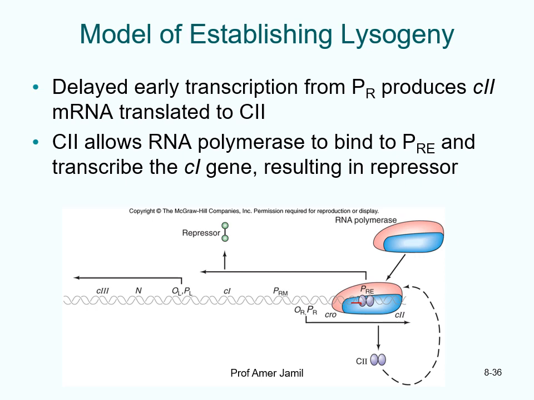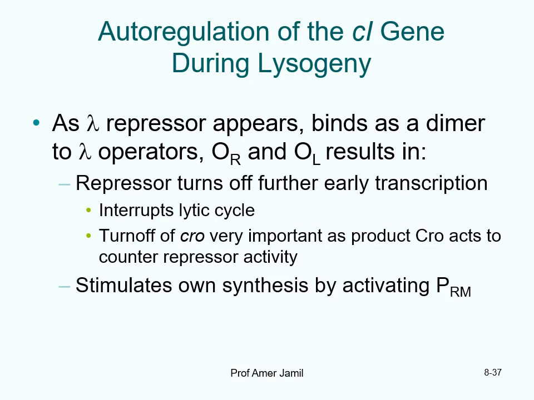So at the PRE, this RNA polymerase can bind with the help of this C2, and it allows the transcription of this C1 here. But it also regulates its own transcription, as you can see here, that if this C2 has a very high concentration, it may stop transcription by some method. So autoregulation of C1 takes place.